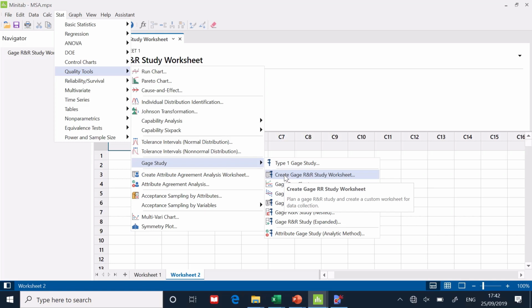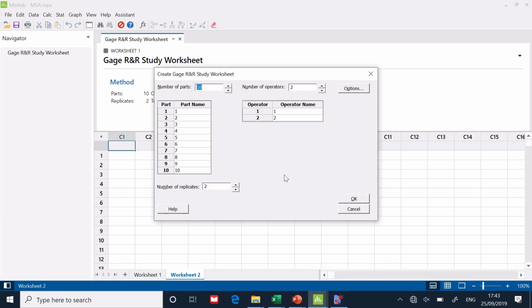In the old Minitab, you had to do this manually. Nowadays, we can do this automatically. There's a little wizard that helps you to do this. And it says, look, how many parts have you got? Well, I had 10. How many operators did I have? I had 2. I can even name them if I want, which would then put the information in the spreadsheet. I'm just going to leave it as operator 1 and operator 2.